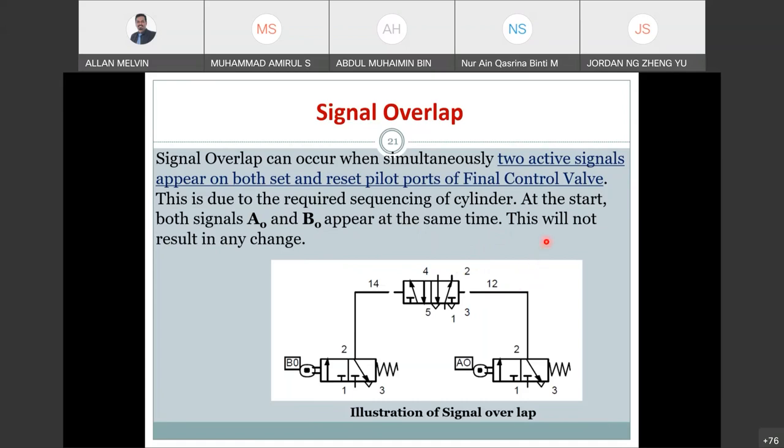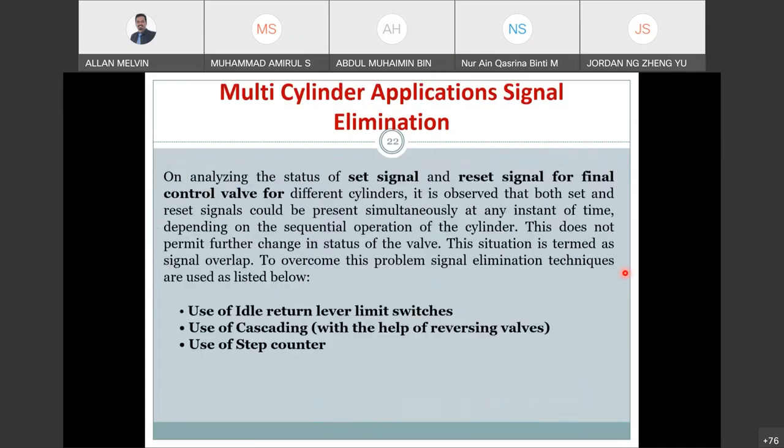In the exam they can ask, what is signal overlap? So you explain like that, with illustration. Okay, so when you have signal overlap, what is the countermeasure? What is the countermeasure to avoid signal overlap? What step do you have to take?